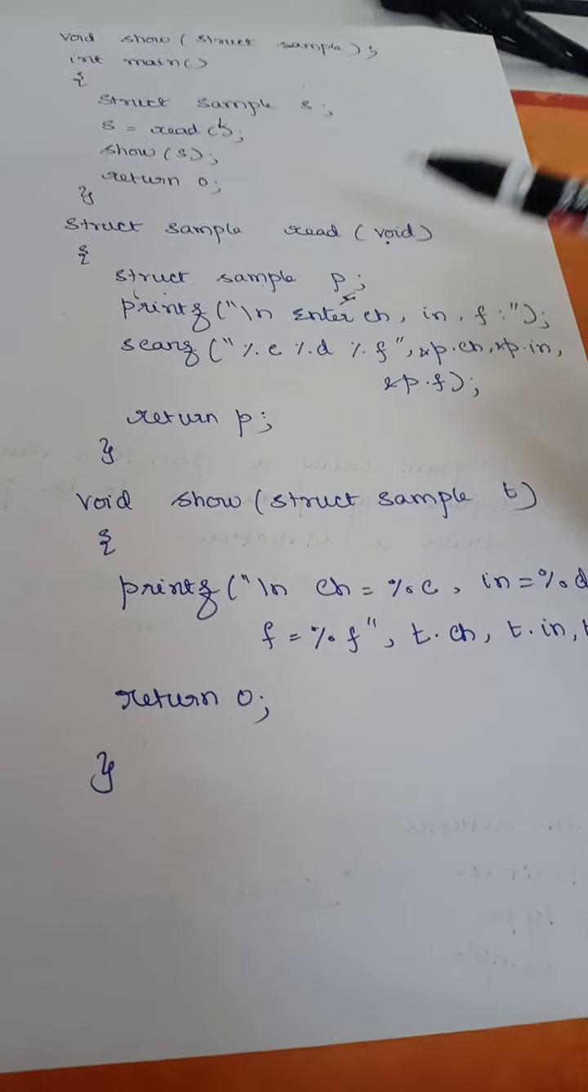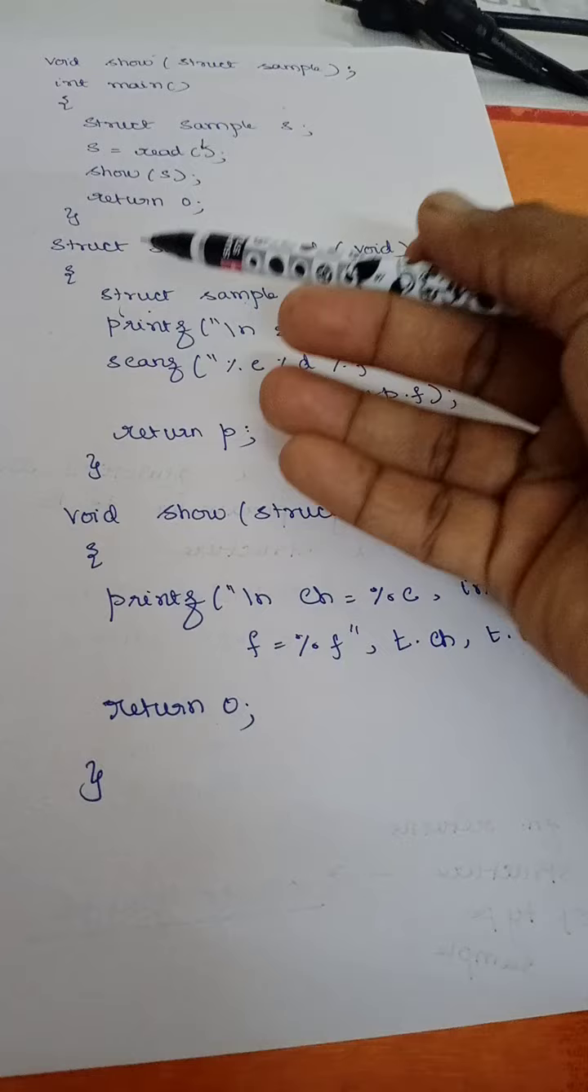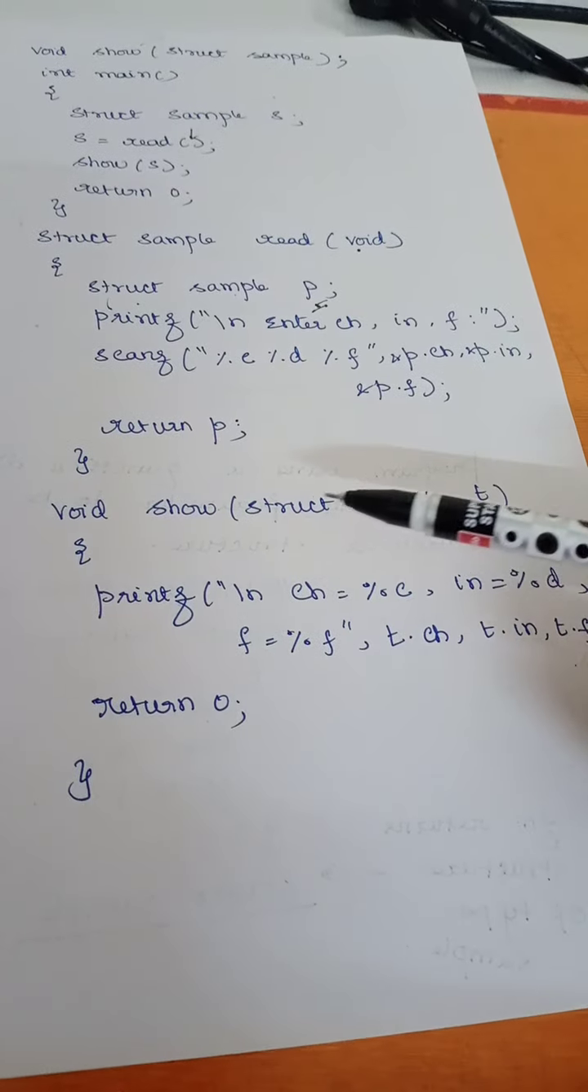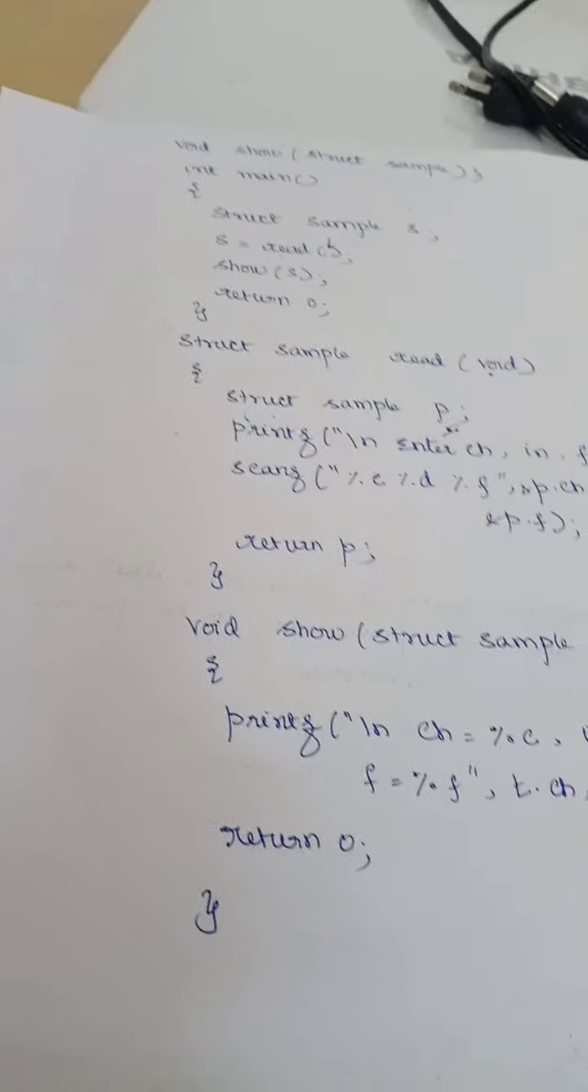So here you have two things. One is not taking anything and it is returning a structure. The other is taking a structure as an argument and it is not returning anything.